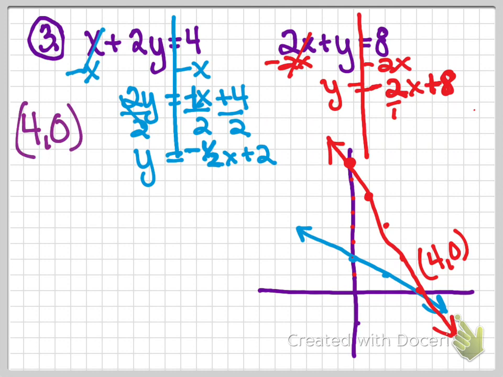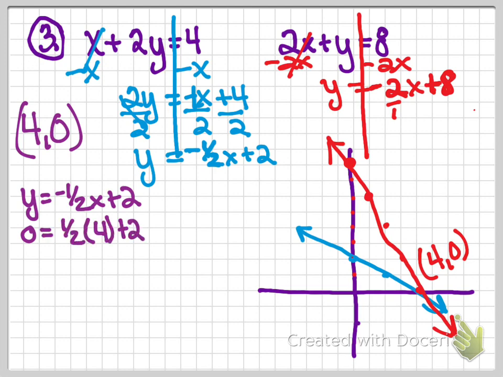Well, as you know, we can check. If I look at the first equation, which was y equals negative 1/2 x plus 2, I now know that x is 4 and y is 0. And if we solve, negative 1/2 of 4 is negative 2. And 0 equals 0, right? Negative 2 plus 2 is 0.